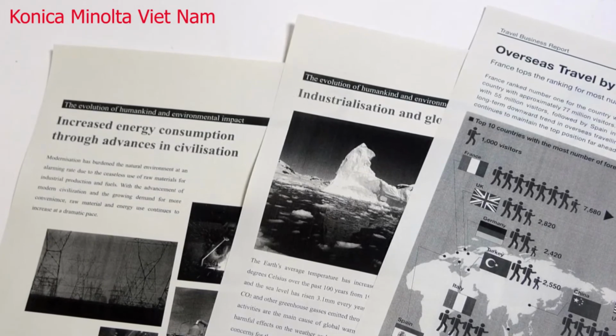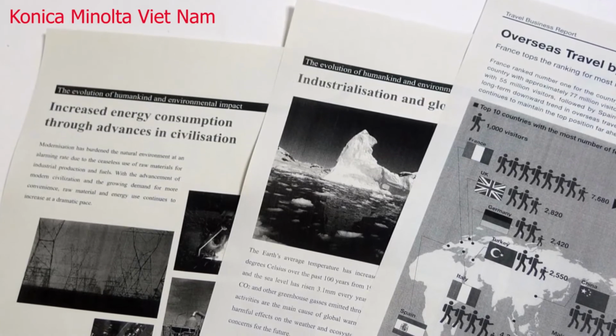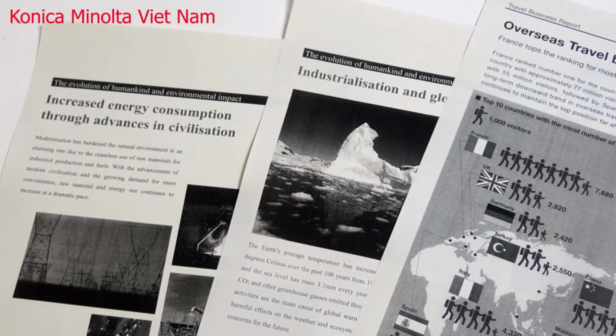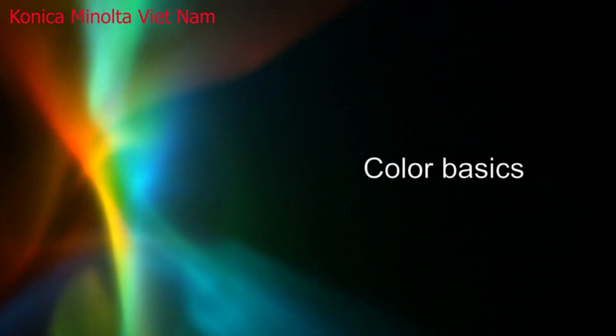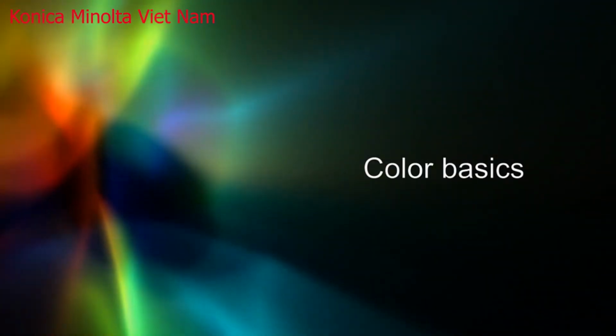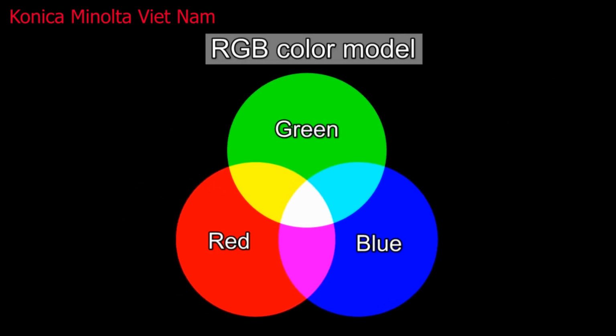Until now, we have examined principles for monochrome copies using only black color. How are color copies made? To understand these principles, let's start by discussing color. Color can be divided into the RGB color model and CMY color model. Let's start by looking at the RGB color model.